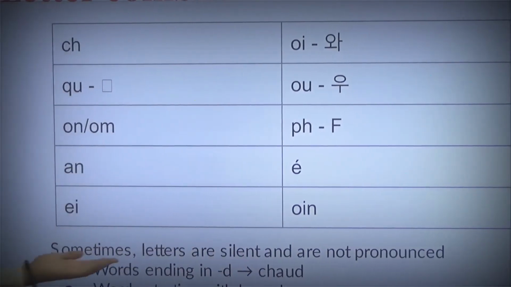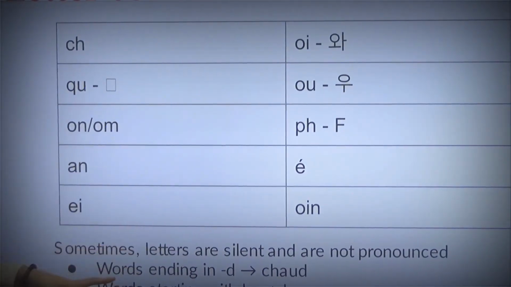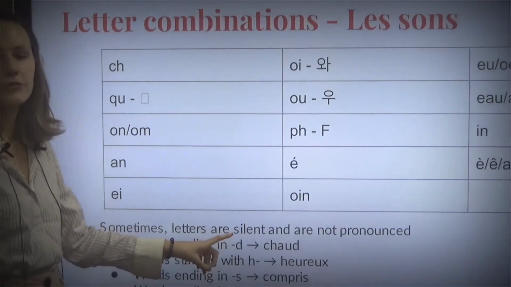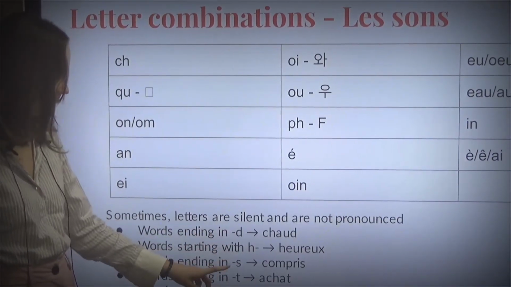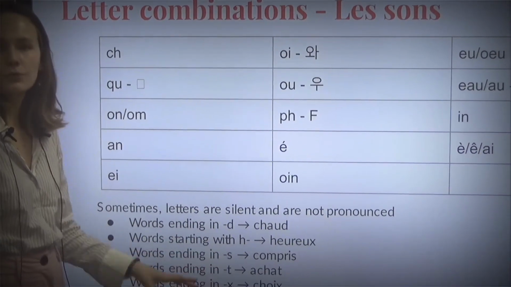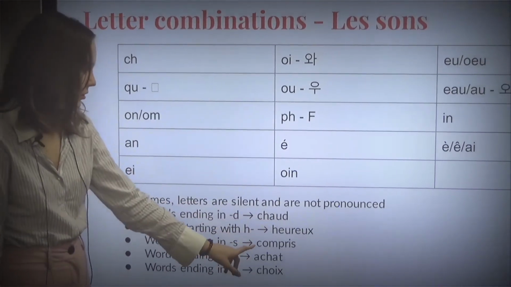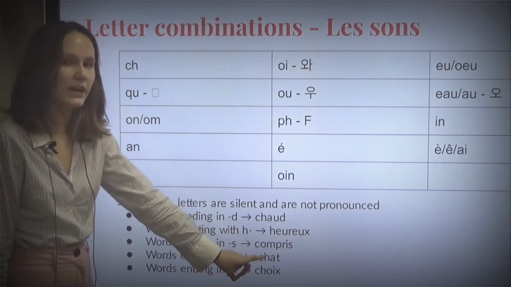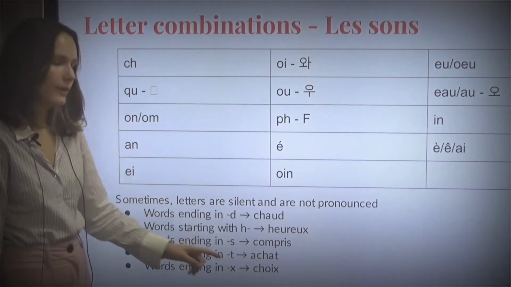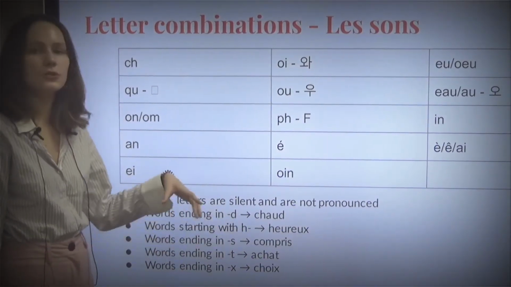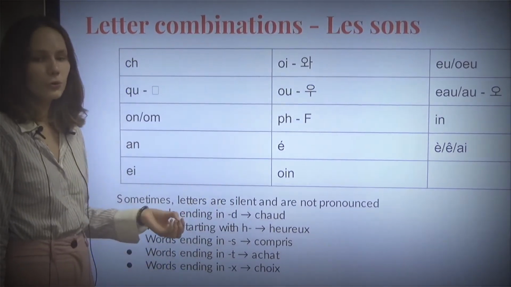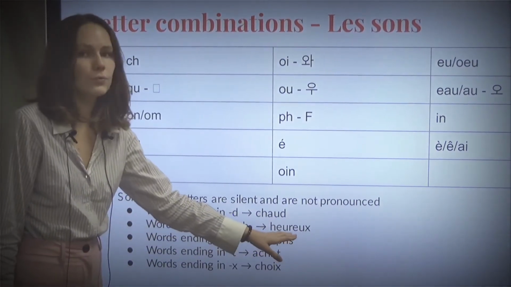And in French, sometimes letters are silent. For example, when a word finishes with D, S, T, or X, you don't pronounce it. It's silent. It's still there, but it's silent. Chaud, compris, achat, and choix. And if it starts with an H, you don't really say the H, heureux.